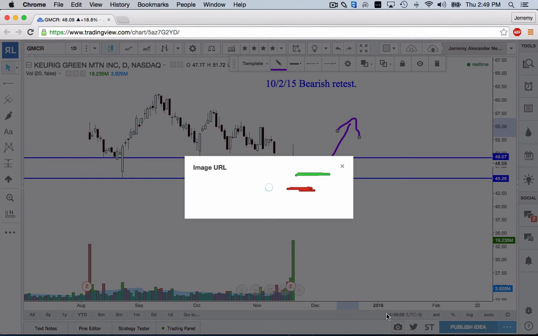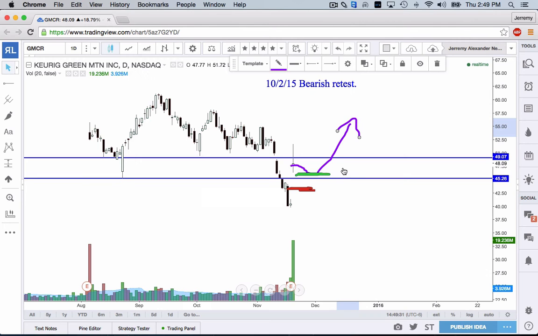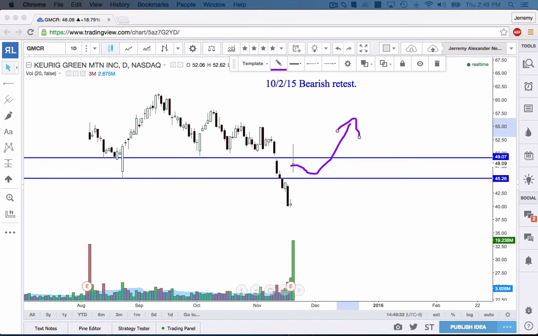In fact, whoever asked, I will copy and paste that chart. That's what I like about TradingView. You can get your very own link to this particular chart. Green Mountain Coffee Roasters. Boop, there you go. So you can save that chart, and you can kind of keep an eye on it if you want to.